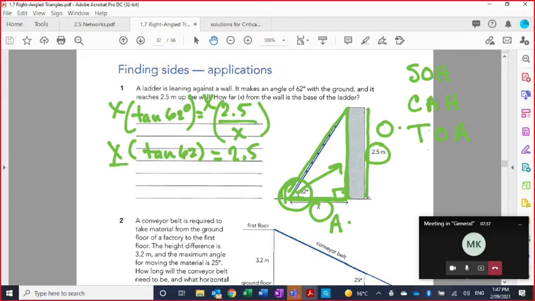Then we need to get the x by itself. Since it's connected to the tangent with multiplication, we'll take it apart with division. And of course, you guys are going to have to help me out here with the calculator business. That gives me x is equal to 2.5 divided by the tangent of 62. Someone, please.